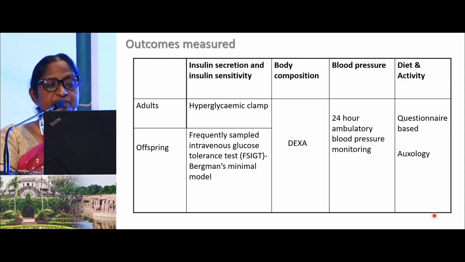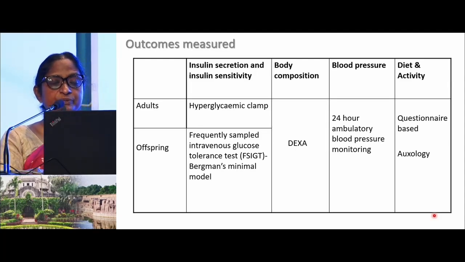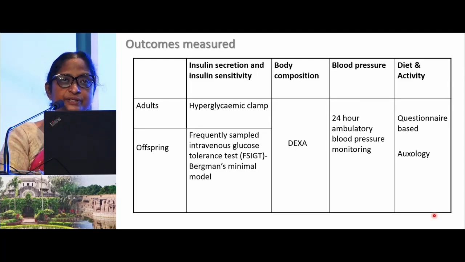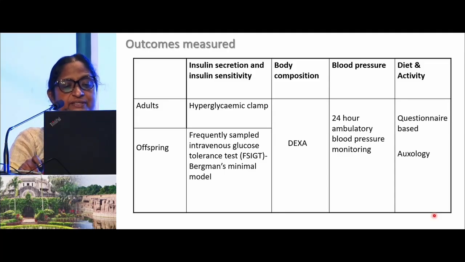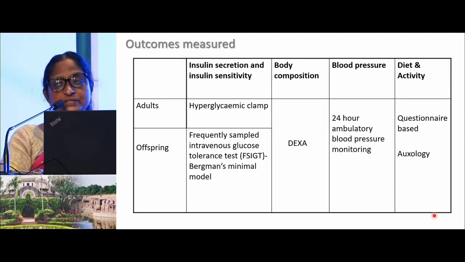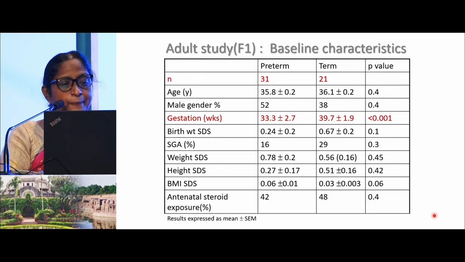The outcomes measured were glucose metabolism, body composition, and blood pressure. In adults, we did a hyperglycemic clamp study, which is the gold standard for assessing insulin secretion by the beta cells. And children had a frequently sampled intravenous glucose tolerance test, and data was analyzed using Bergman's minimal model. Body composition was measured using DEXA. Both children and adults had their 24-hour ambulatory blood pressure monitoring done. We had a detailed questionnaire on diet and activity, and their anthropometric parameters were measured.